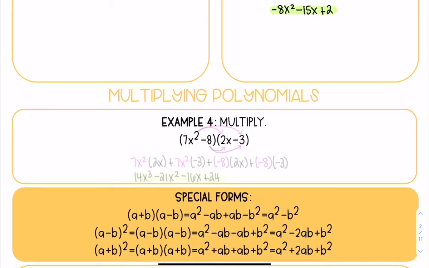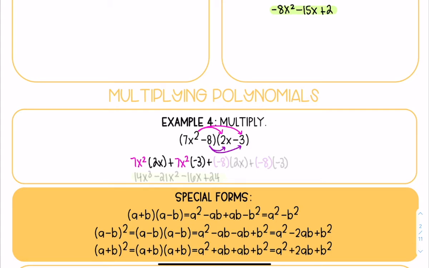And let's talk about multiplying polynomials. We're just doing distribution however many times we need to. So in this case, we're going to distribute the 7x squared to both pieces. And then we're going to distribute the -8 to both pieces. So let's go ahead and write this out. We have 7x squared times 2x plus 7x squared times -3.